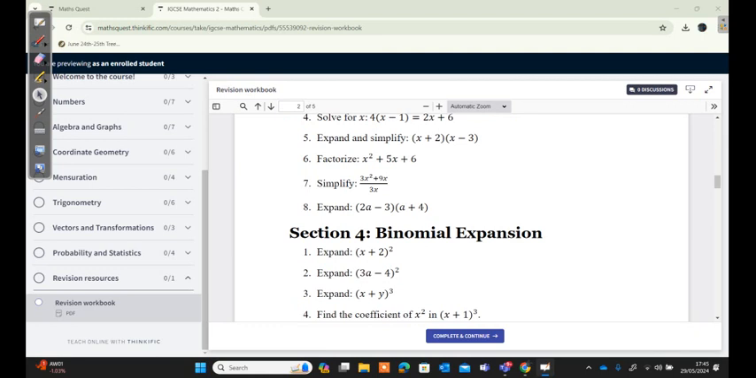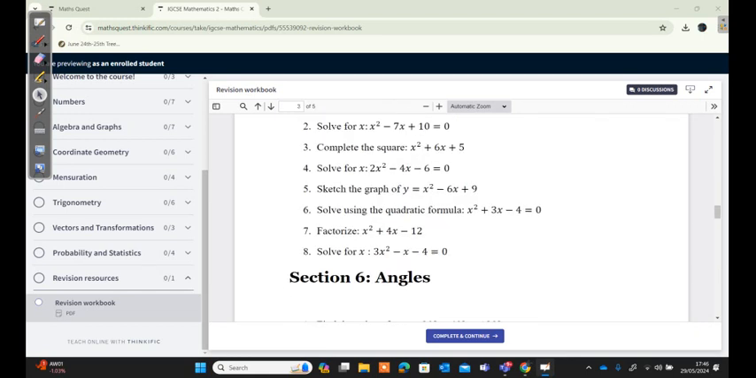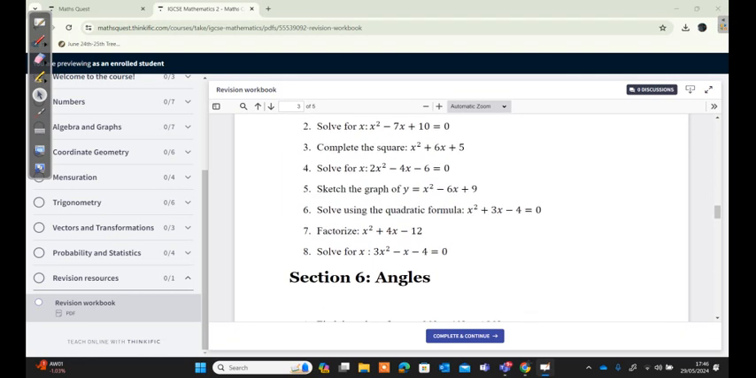Number 6 is factorization of a quadratic equation. There's already a video on the web page for this one, factorization of algebraic functions, under the algebra section, so you can go and check it. This one is just expansion. And like I said, quadratic equations, we already have it under algebra, so you can go and check it.